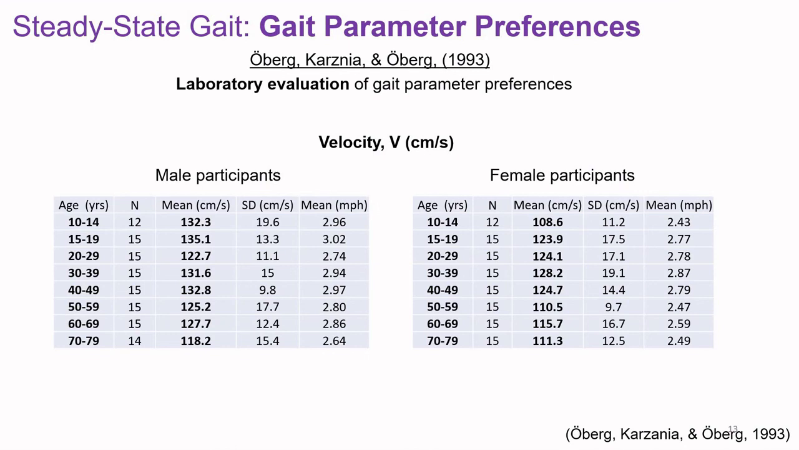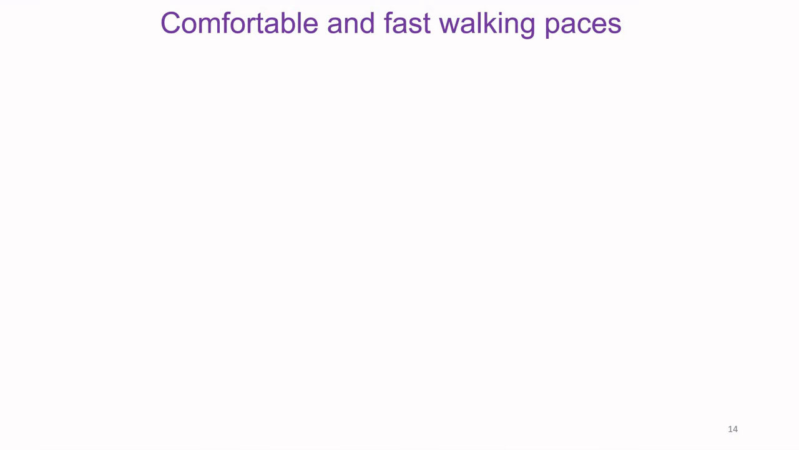Next, let's look at the data for gait velocity. We again see slightly faster average walking speeds adopted by the male participants compared to the female participants, and we also see the suggestion that the youngest and oldest participants are walking more slowly. The data we just looked at was for participants walking at a self-selected speed. That is, for participants that were walking at a speed that felt comfortable to them. Now let's look at a study where participants were either asked to walk at a comfortable speed or to walk at a faster speed, to walk quickly.